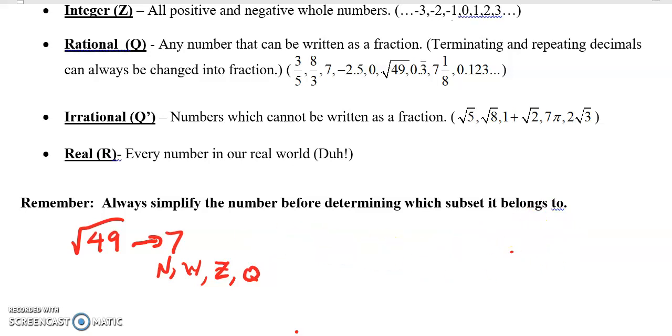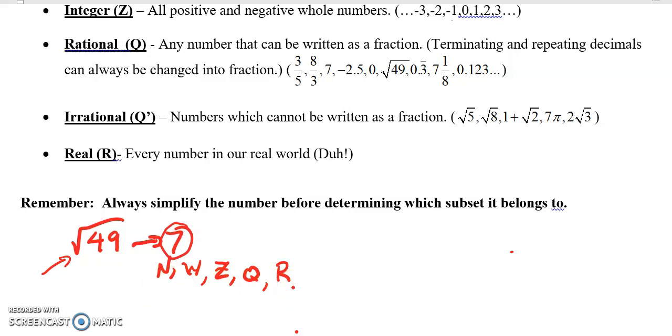And then lastly, is 7 a real number? Does the number 7 appear in the real world? Well, yeah. Again, for example, I have 7 fingers on my left hand. So, is 7 part of the real world? Yeah, so I'm going to put real there. So, the moral of the story: if you see an expression that can be simplified to say 7, I'm going to focus on the simplified version before I figure out what category it belongs to.